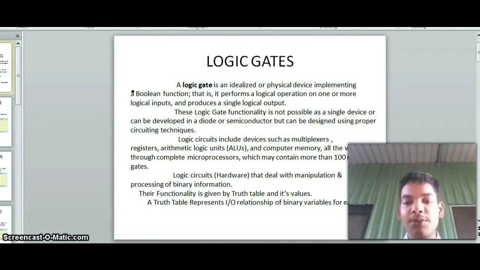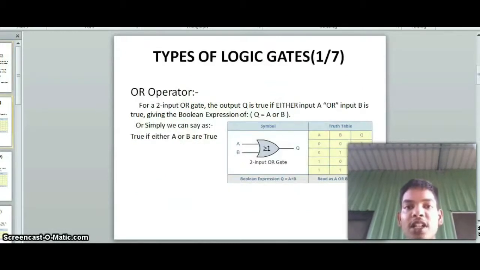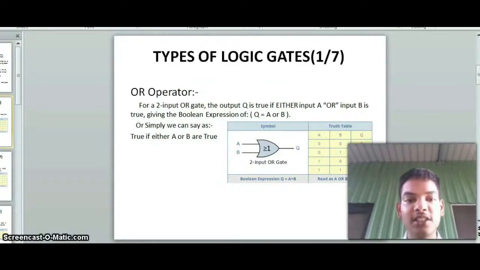Logic gates have a very important role in making and manipulating processing devices. Its functionality is described in a truth table. A truth table helps us understand the input-output relationships of the logic gate. So, let's have a brief explanation of different types of logic gates.